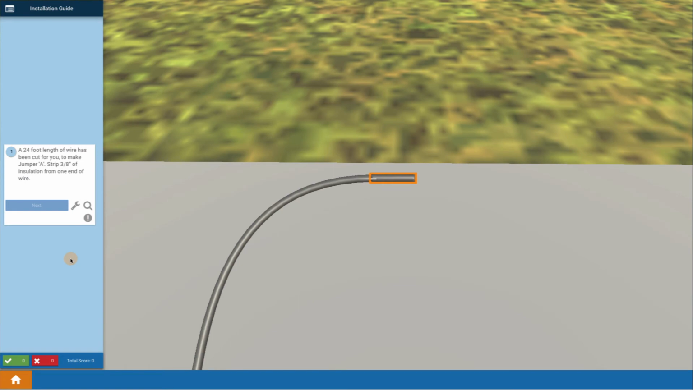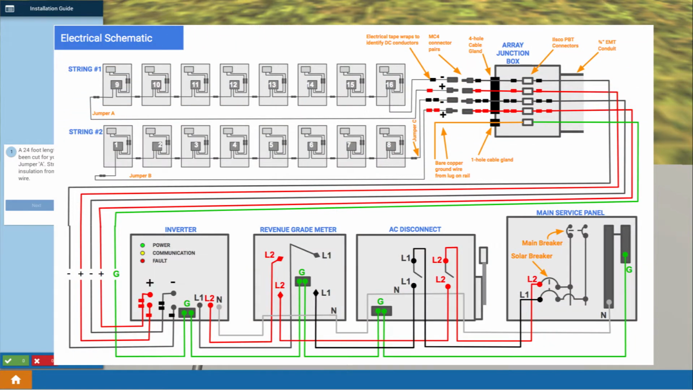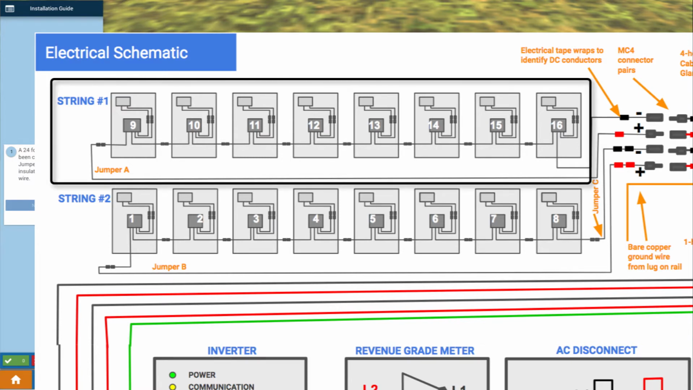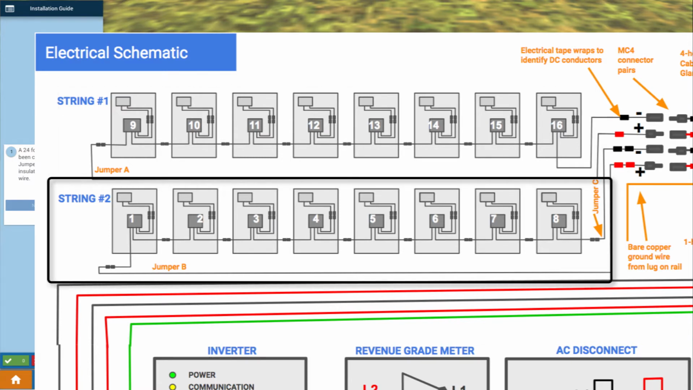For the lesson on making your jumper wires for your array, let's take a second and step away and review that electrical schematic diagram that we have available to you for this course. We look at the electrical schematic. We recall that we have our top string number one and then the bottom string number two.